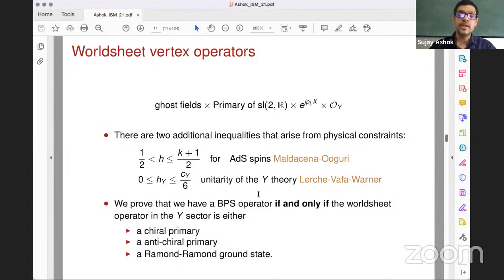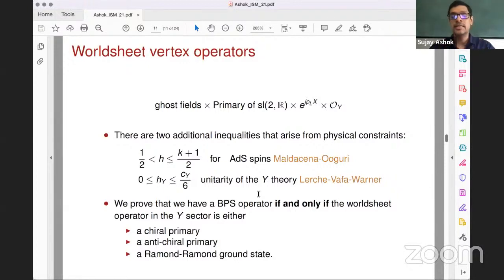There are two additional constraints. The first constraint comes from the study of strings in AdS3 by Maldacena and Ooguri, which showed that the AdS3 spins for discrete states have to be bounded between 1/2 and (k+1)/2. And secondly, if you want a unitary theory on Y, then the dimension of this operator on Y has to be bounded by the central charge of the theory on Y. So there are two inequalities.